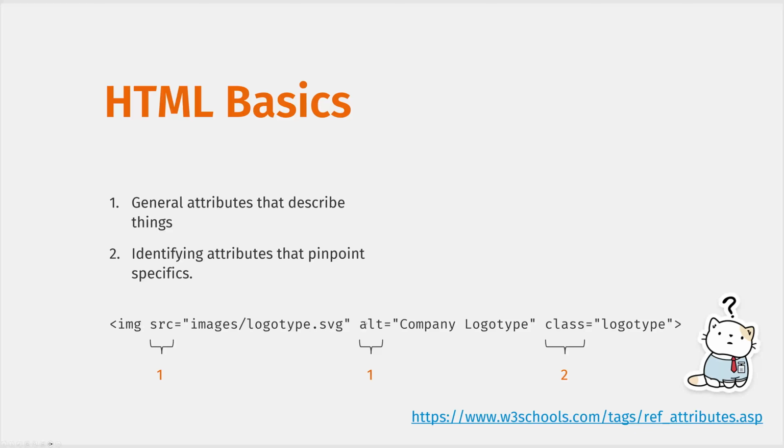And then alt, it's an alternative. So if this source doesn't exist, or if the web browser or the user has a slow connection or something, and it can't download the image for some reason, well, it won't be empty. There will be text there explaining what would have been there. And that's company logotype. And what else? If you have a visual disability, then sometimes you can't really see the image. You would need to have it explained to you, and then this alt text would be used for that.